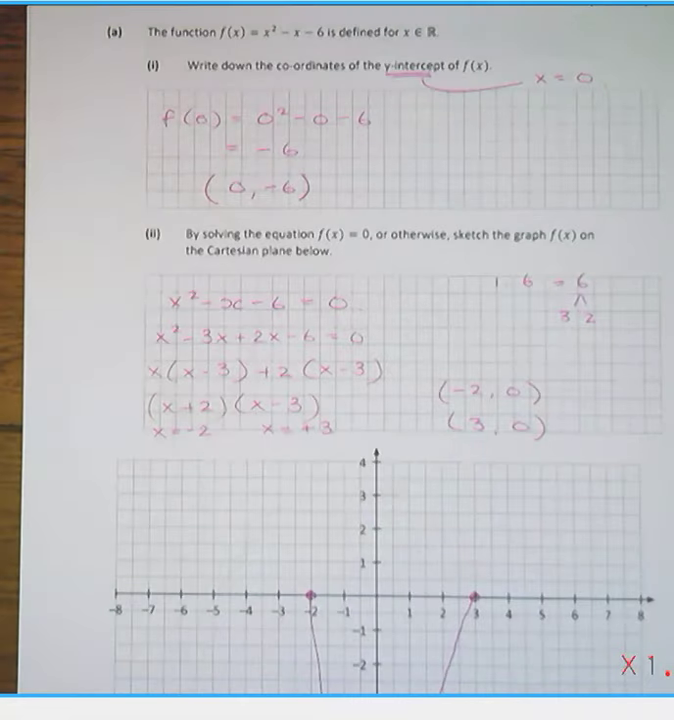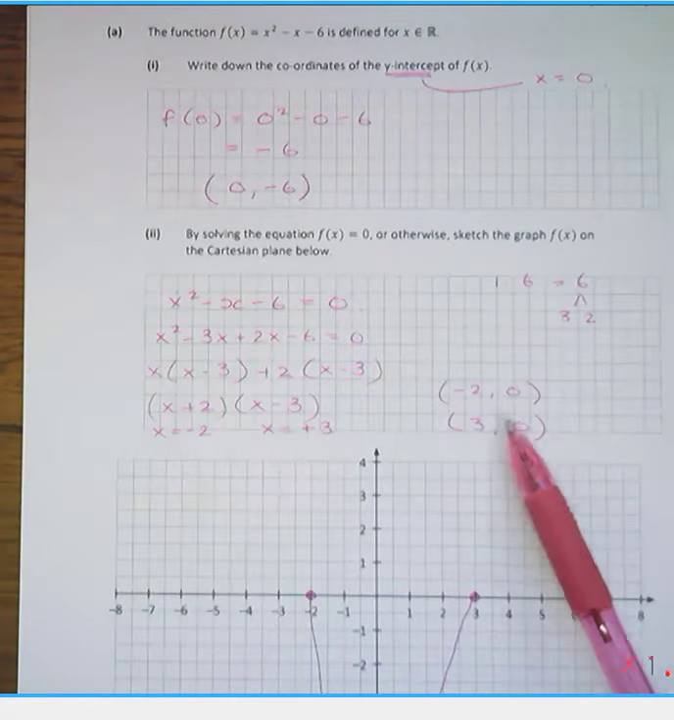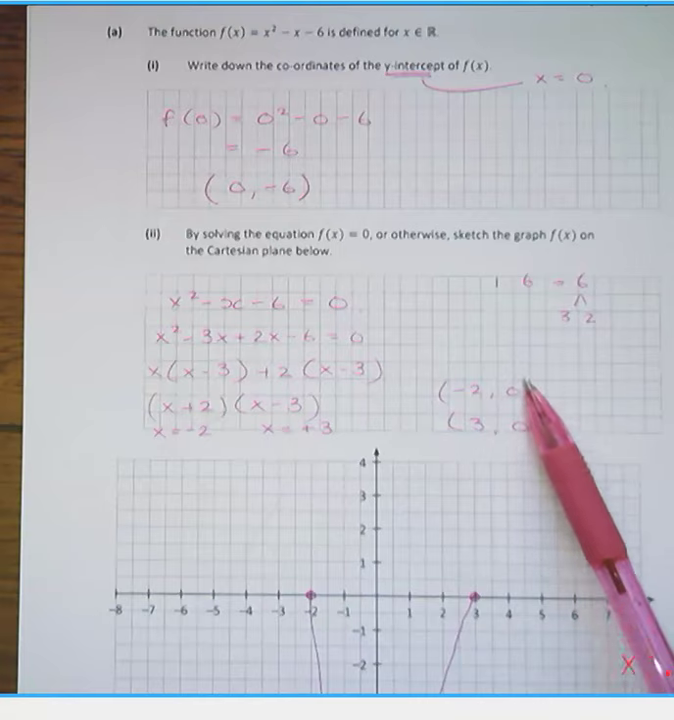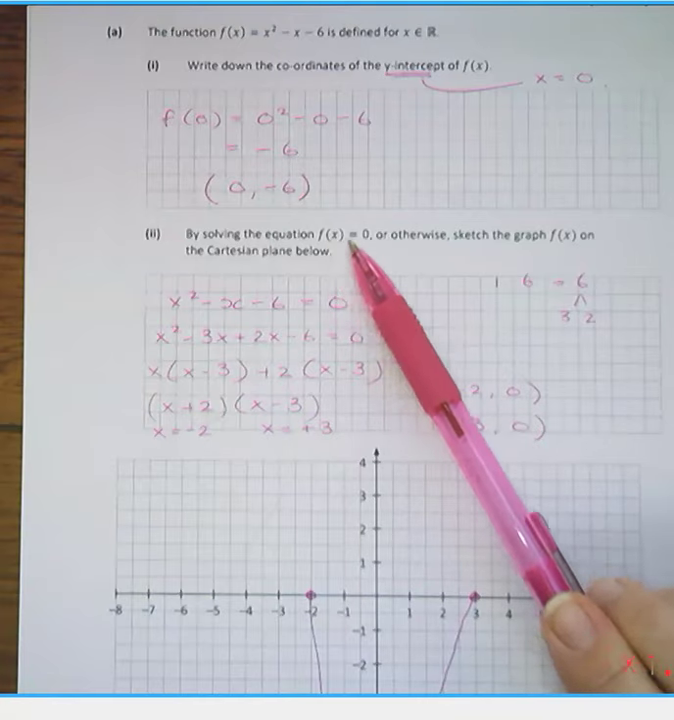So we had x plus 2 is equal to 0. So in other words, x is equal to minus 2. You had x minus 3 is equal to 0. So x equals plus 3. And your points are in the form of (minus 2, 0) and (3, 0). The zeros are here because you got told your function was equal to 0.